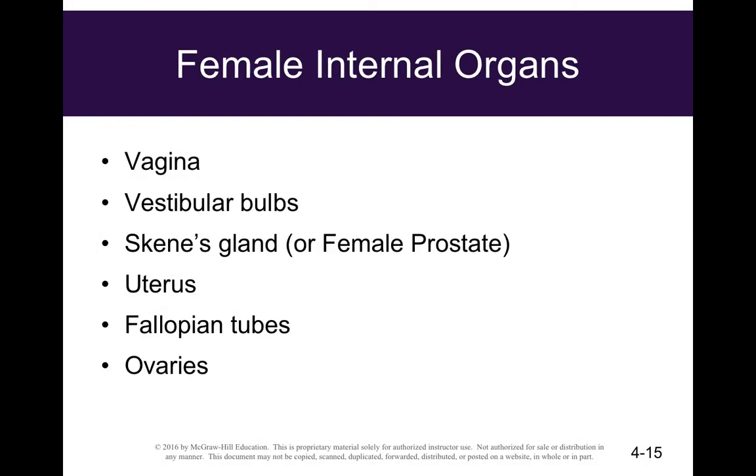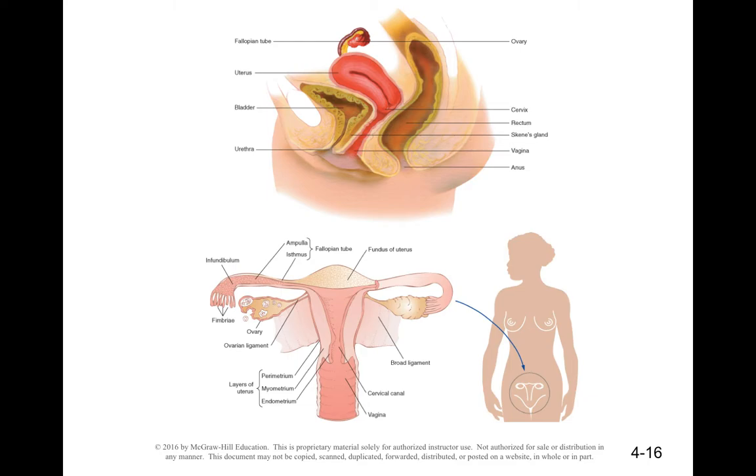All right, so we've talked about the external female organs. Now let's talk about the female internal sexual organs. The vagina, the vestibular bulbs, the Skene's glands, or oftentimes called the female prostate, the uterus, the fallopian tubes, and the ovaries. So here are two diagrams. The top diagram you'll see is a female as if she has been cut in half, and she's looking to the left side of the screen. And you'll see the white oval. This is the pubic bone.